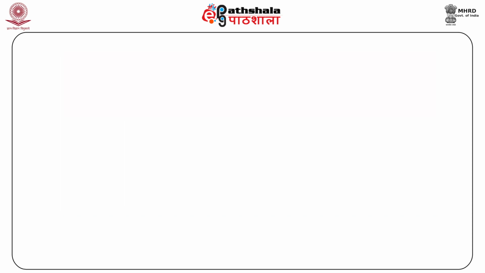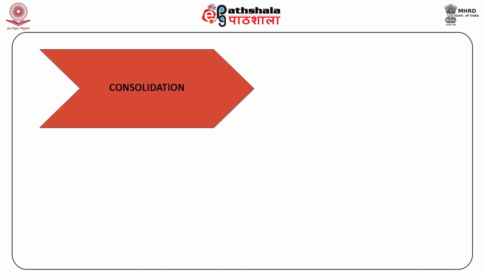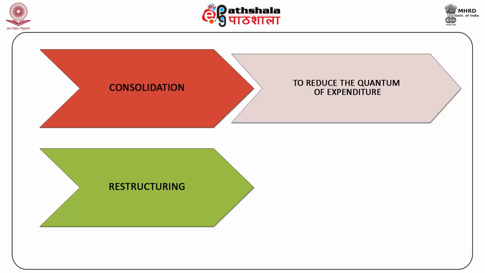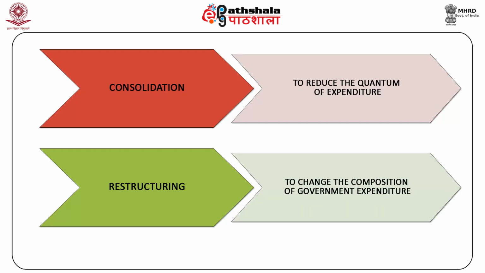Expenditure reforms in the context of liberalization have two aspects: consolidation, so as to reduce the quantum of expenditure, and restructuring, with a view to changing the composition of government expenditure, that is, a shift towards growth inducing expenditure on infrastructure and human resource development, and reduction in unwarranted subsidies.